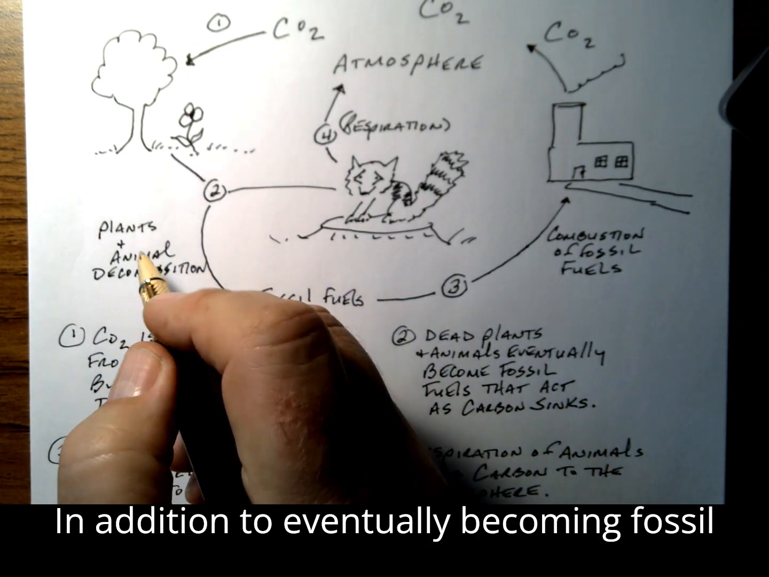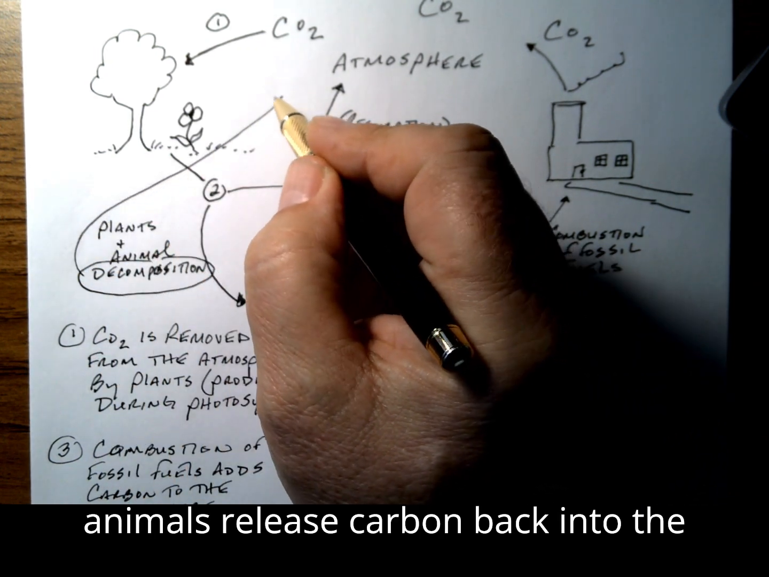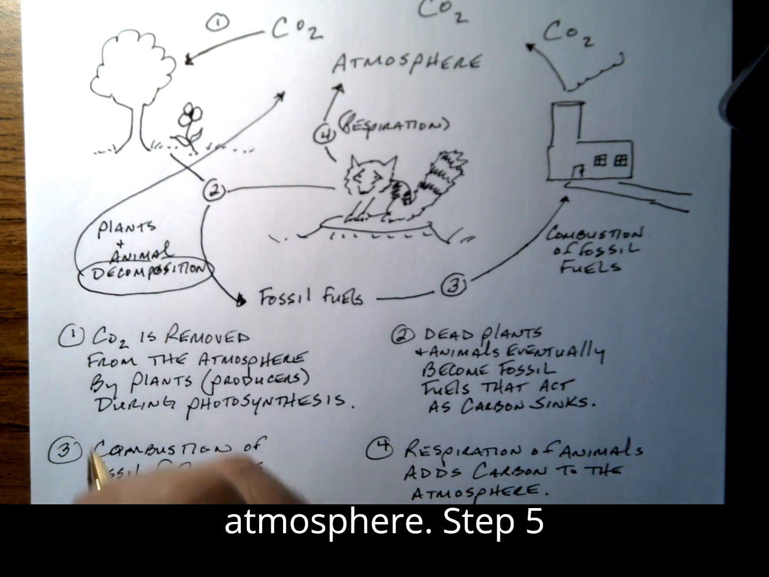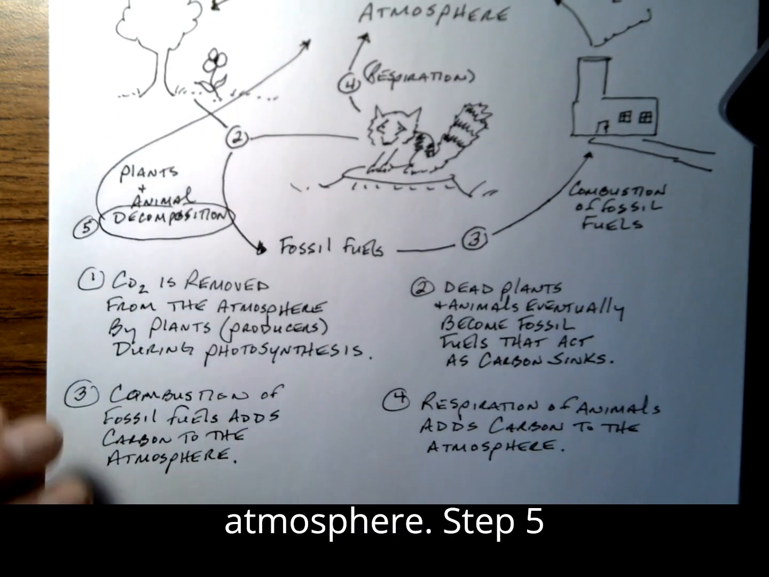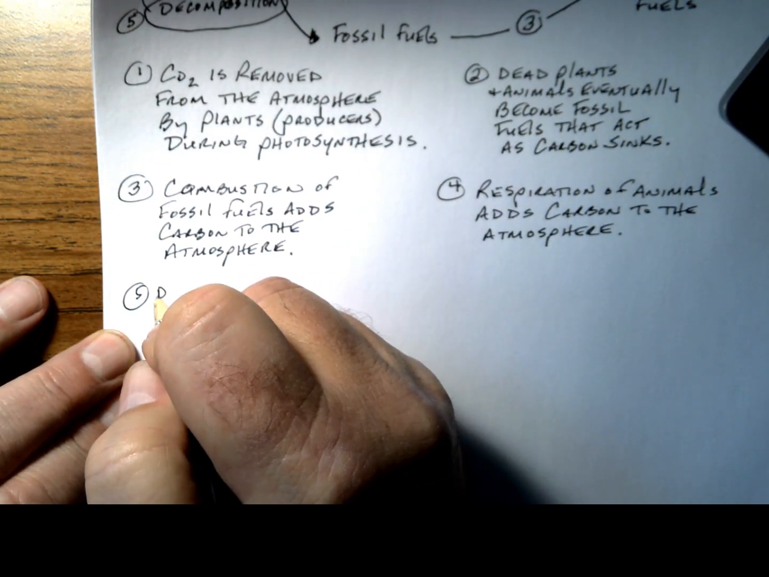In addition to eventually becoming fossil fuels, decomposing plants and animals release carbon back into the atmosphere. Step 5. Decomposition also releases carbon to the atmosphere.